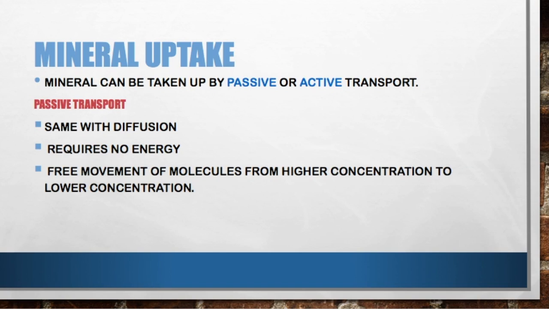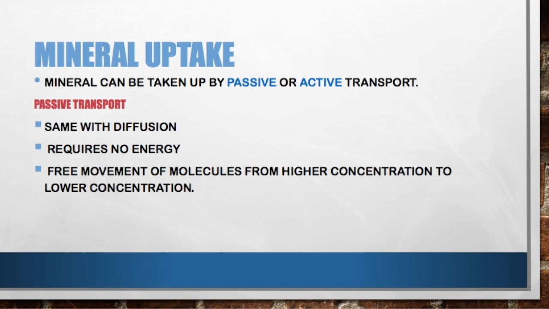Why do we use roots? Because of the large surface area of roots and its ability to absorb minerals from the soil is more efficient as compared to any other organs. So, passive transport does not require any energy, and it moves through the concentration gradient, from the higher concentration to the lower concentration, and it can be the same as diffusion.